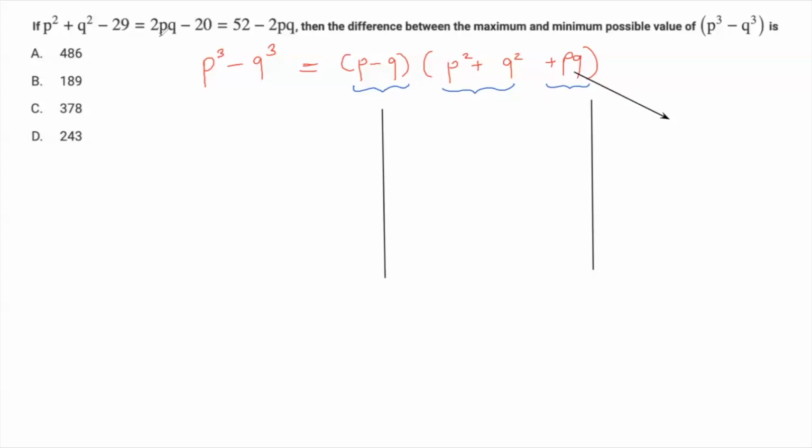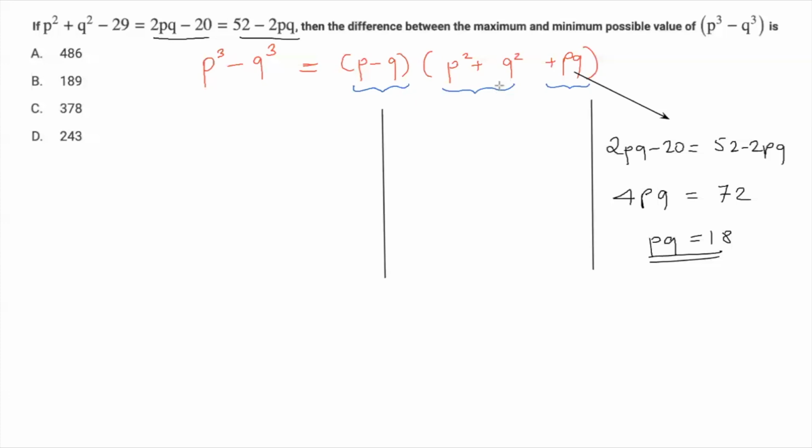For that, we will equate the last two parts of the given equation. So 2pq minus 20 is 52 minus 2pq, right? Take minus 2pq on the left-hand side, you have 4pq, and minus 20 on the right-hand side, you have 72. You have found out pq is equal to 18. The next part is figuring out the value of p square plus q square. That's again very, very easy once you have figured out the value of pq.